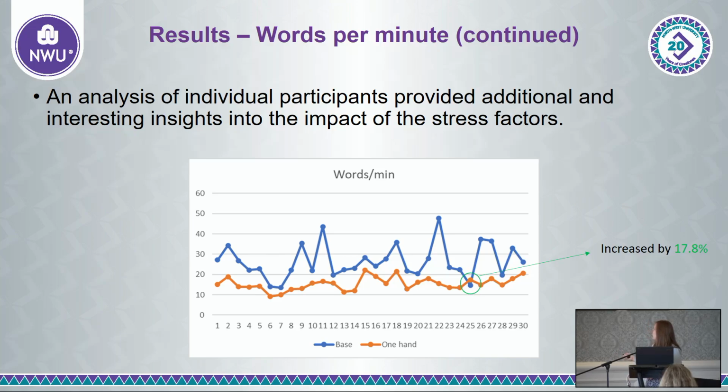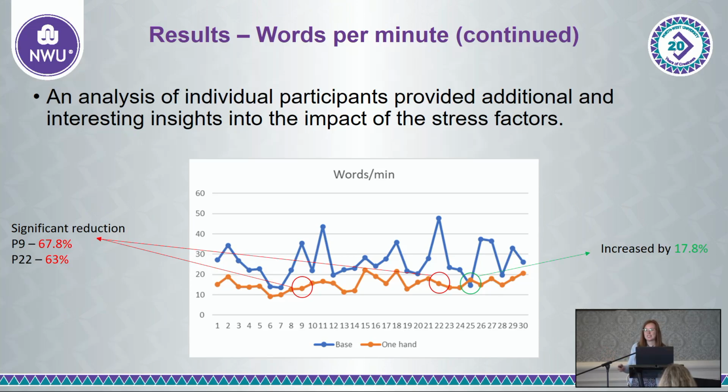You can see participant 26 actually managed to type faster with their one hand than they did with two hands, which you wouldn't expect. But alas, one of the participants did type faster with one hand than with two, an increase of 17.8%. So you will get some results where you think, wow, okay, you didn't expect that.